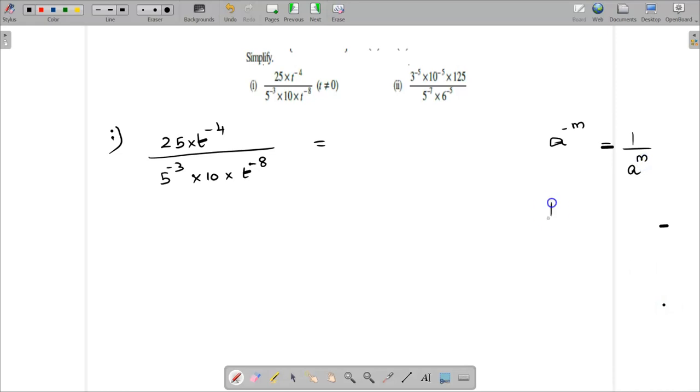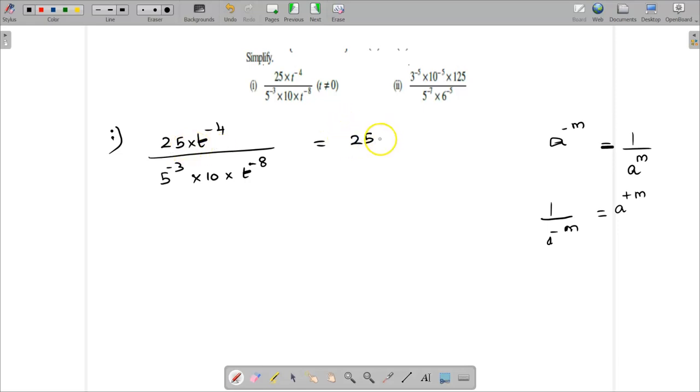Similarly, whenever we have 1 by a power minus m, when we take this term to the numerator, the base a will be the same, but minus m will become plus m. So like that, a numerator term we can bring to the denominator, a denominator term we can bring to the numerator, and the base remains the same but the power changes. So using that, how can we write this term?